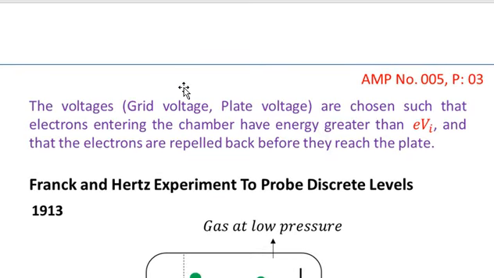The voltages, that is the grid voltage and the plate voltage, are chosen such that the electrons entering the chamber have greater energy than eVi, that is the ionization energy, the energy required to ionize the mercury atoms. So the grid voltage and the plate voltage should be such that the energy supplied by the grid voltage to the electrons is greater than eVi, and that the electrons are repelled back before they reach the plate. We desire that the electrons should not reach the plate, so that the current recorded is purely due to the collection of ionized mercury atoms at the plate.